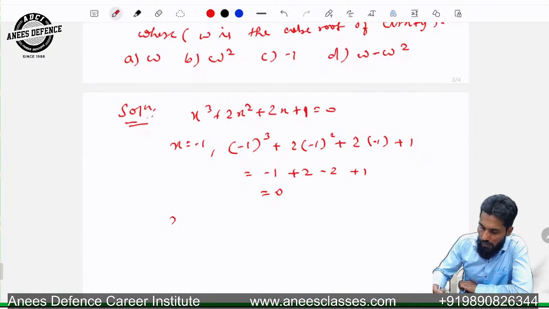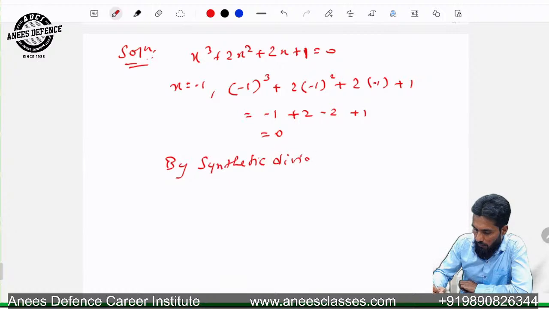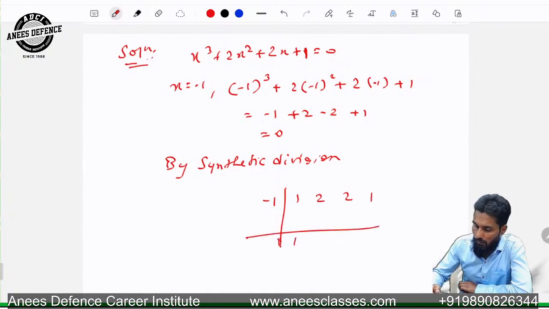So what we will do, we know synthetic division. By synthetic division, we are going to divide this cubic equation. Put minus 1 here and put the coefficients of the cubic equation: 1, 2, 2, 1. Put this 1 here, multiply with minus 1 to get minus 1, 2 minus 1 is 1. Again, minus 1 into 1 is minus 1, 2 minus 1 is 1, minus 1 into 1 is minus 1. So you will get 0.